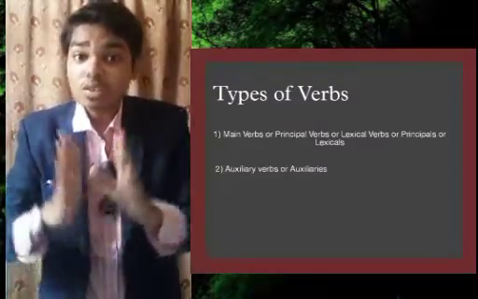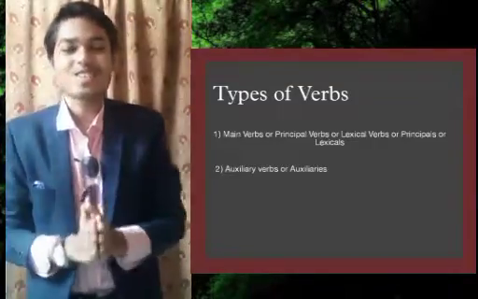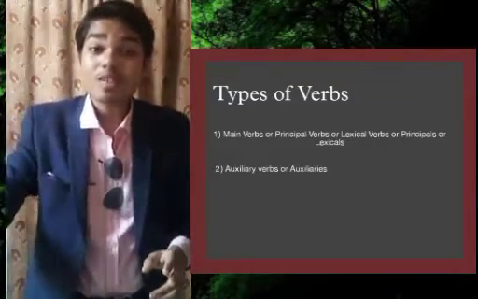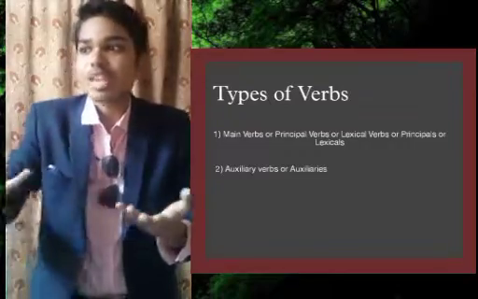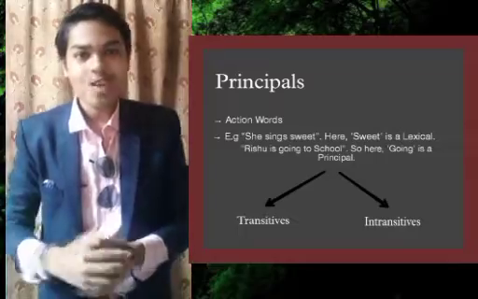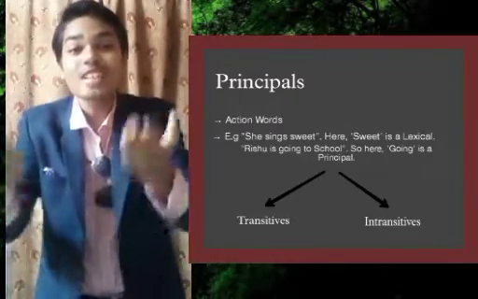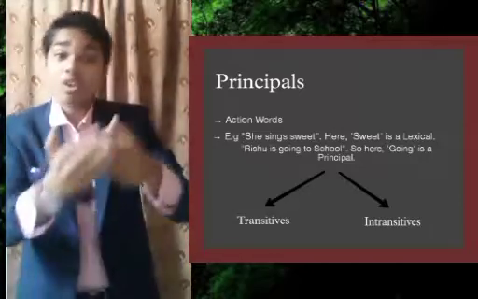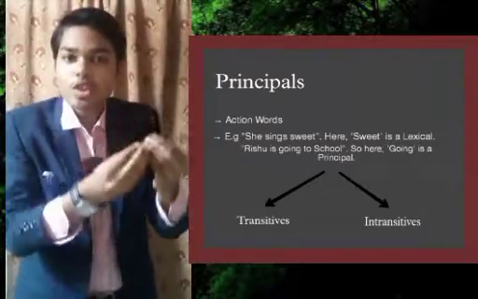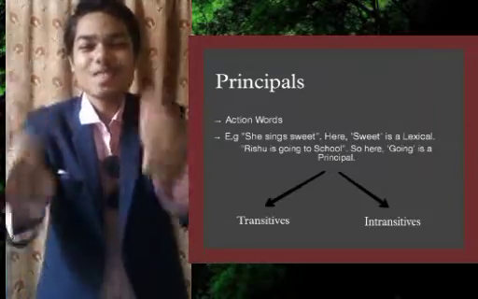Now, the next point: how many types of verb are there in English grammar? Generally there are only two kinds. Yes, it's very simple. The first one is the main verb. I have already explained the definition: all the doing words are referred to as main verbs. The next one is the auxiliary verb: those verbs which show the state of being in a sentence are referred to as auxiliary verbs. It's a very simple chapter.